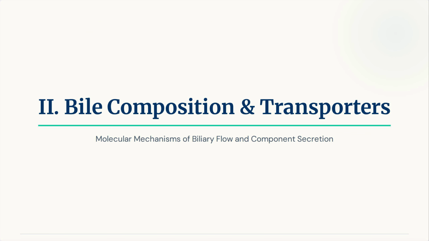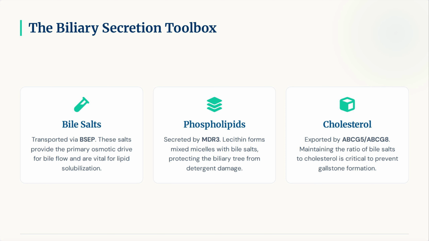This brings us to part 2 of our presentation: bile composition and transporters. Now that bilirubin is in the bile, let's look at what else makes up this vital fluid. Bile isn't just a waste receptacle. It's a highly specialized fluid made possible by a specific toolbox of transporters. First, we have bile salts, transported by the BSEP pump. These salts provide the main osmotic drive to keep bile flowing and are essential for dissolving dietary fats.